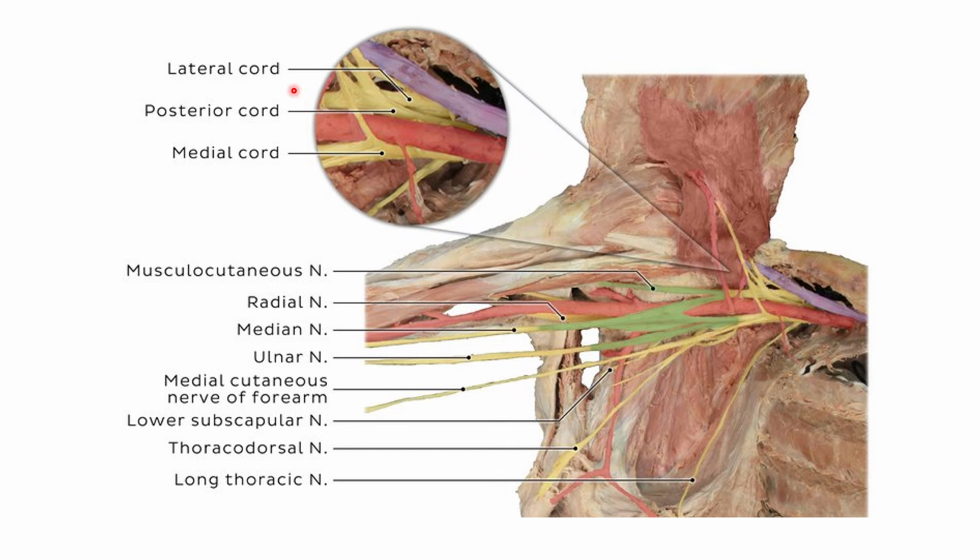All right. Lateral cord, posterior cord, medial cord. This here is musculocutaneous nerve. This here is the radial nerve. This here is the median nerve, right? This is ulnar nerve. This is medial cutaneous nerve of the arm. This is lower subscapular nerve right here. This is thoracodorsal nerve. This is long thoracic nerve. Goes in the back, right? We saw C5, C6, C7, right? These are all the lateral, posterior, and medial cords right here, okay? This is the artery, axillary artery.